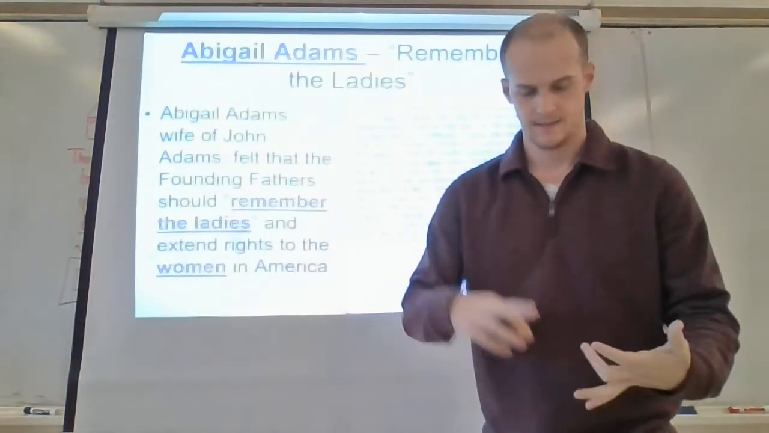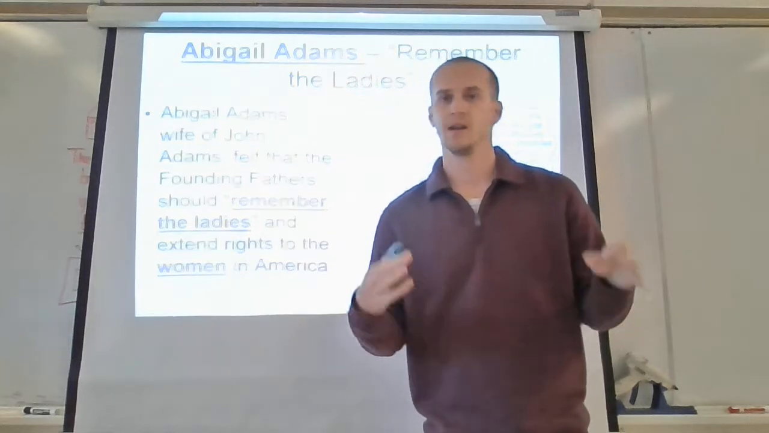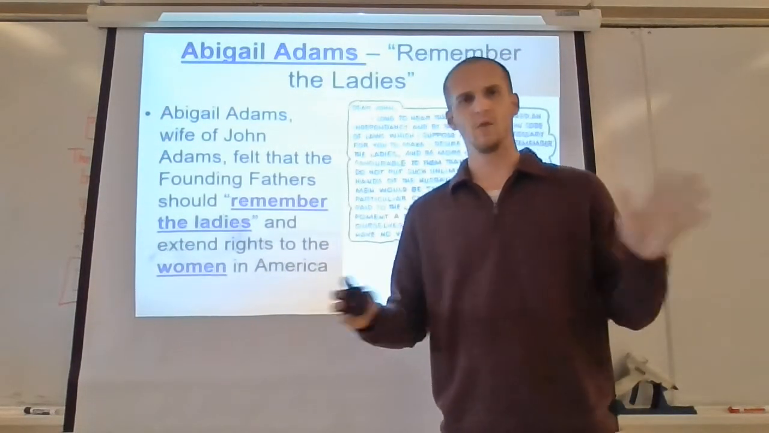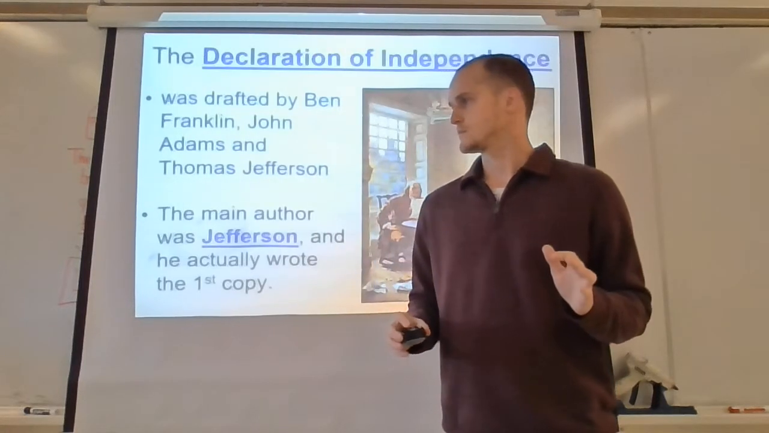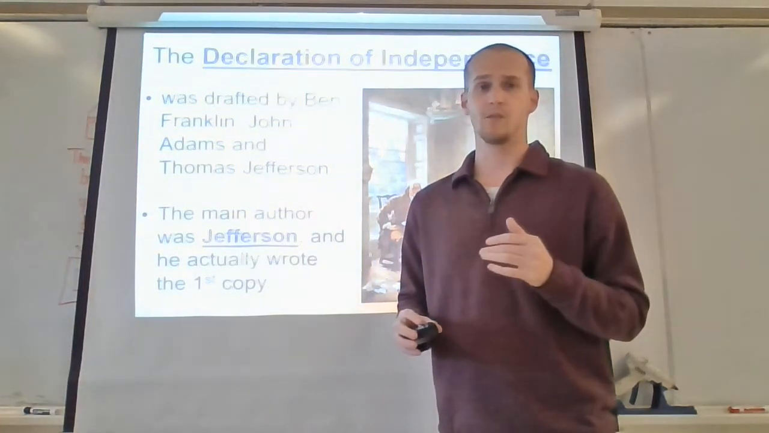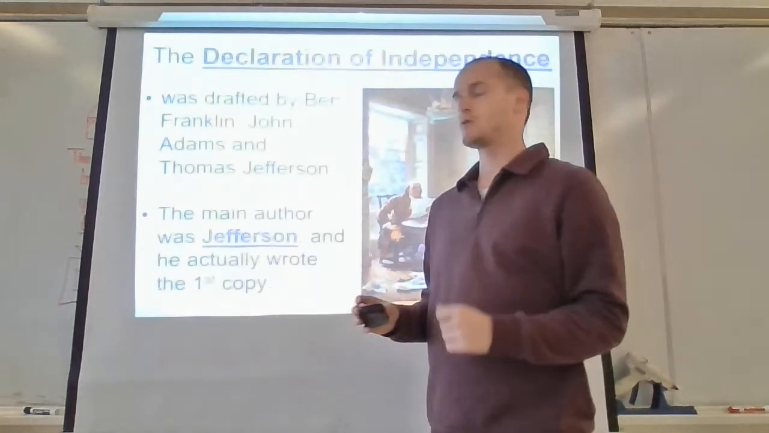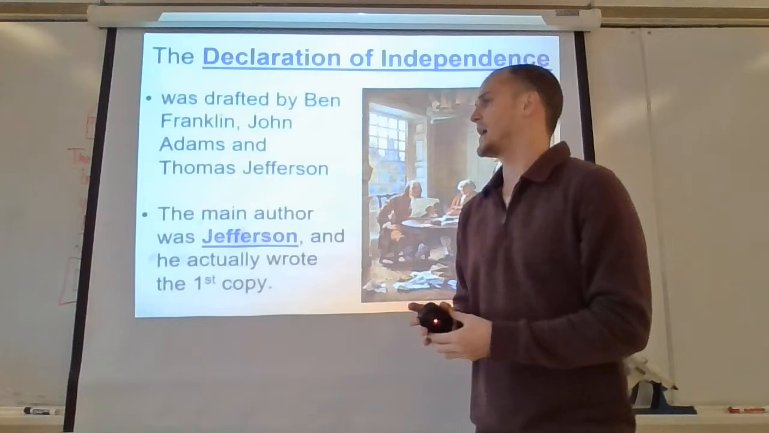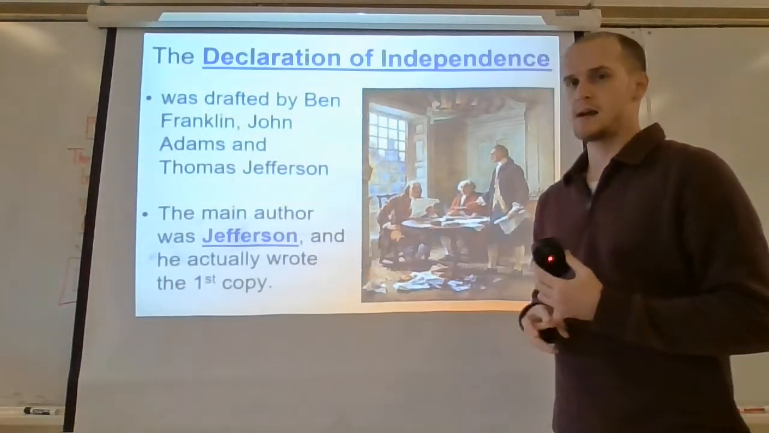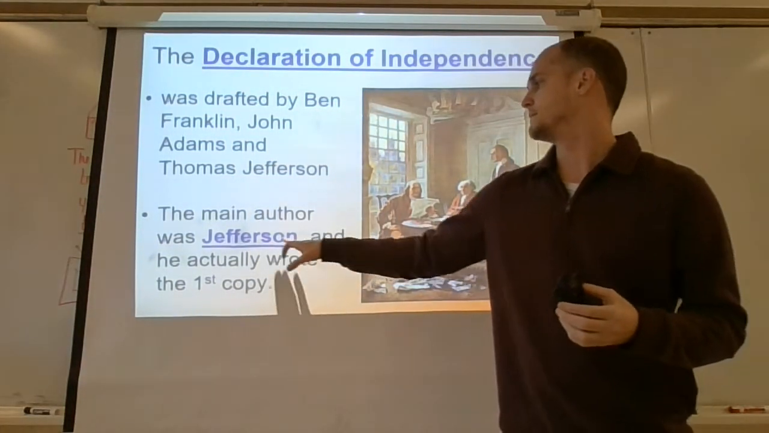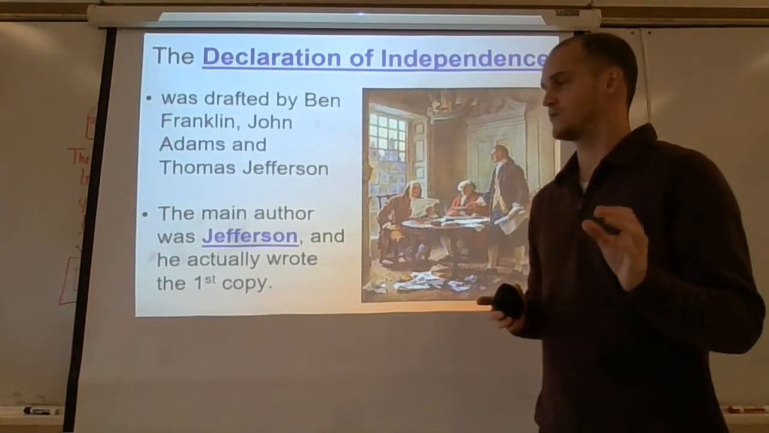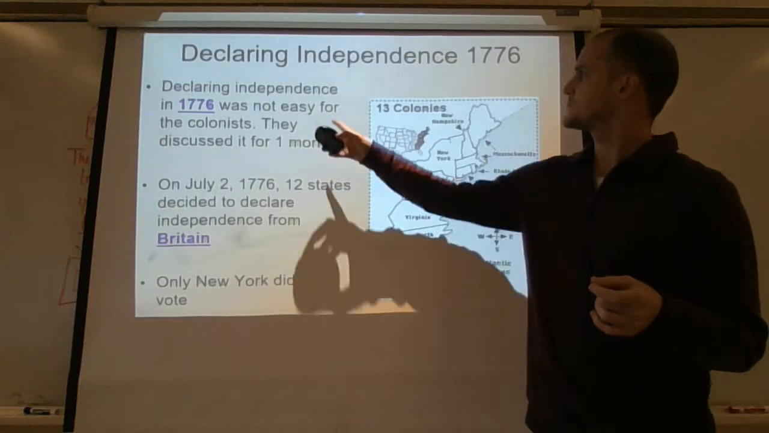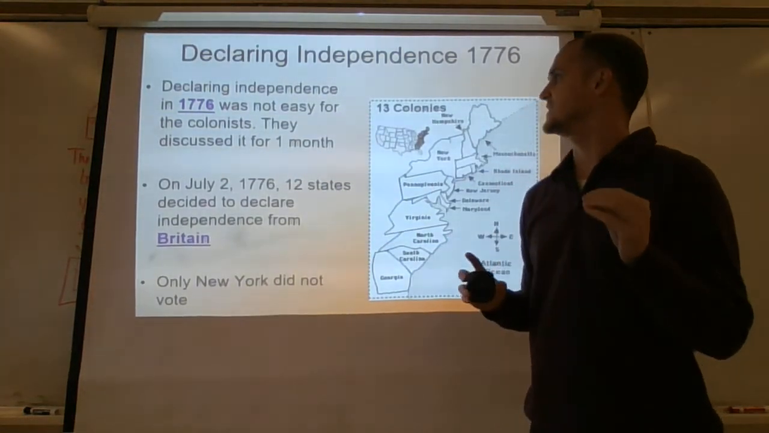Bunker Hill, Lexington, Concord, the colonists had had enough. That was it. They didn't want to deal with it anymore. They write the Declaration of Independence. The Declaration of Independence comes about and it's drafted by Benjamin Franklin, John Adams, and Thomas Jefferson, the main author being Jefferson himself, who actually wrote the first copy, the rough draft. And it declares independence in 1776.